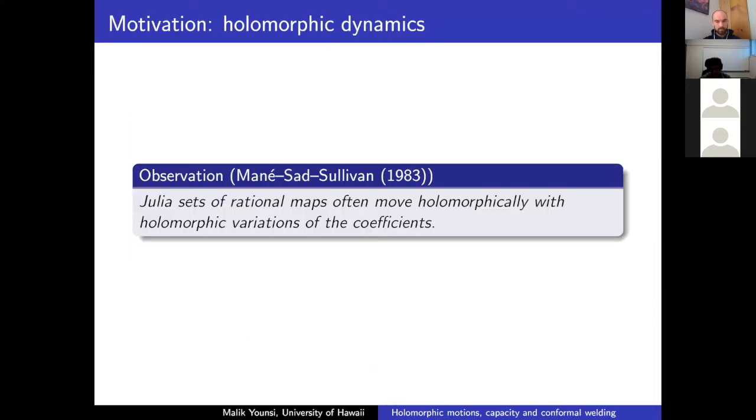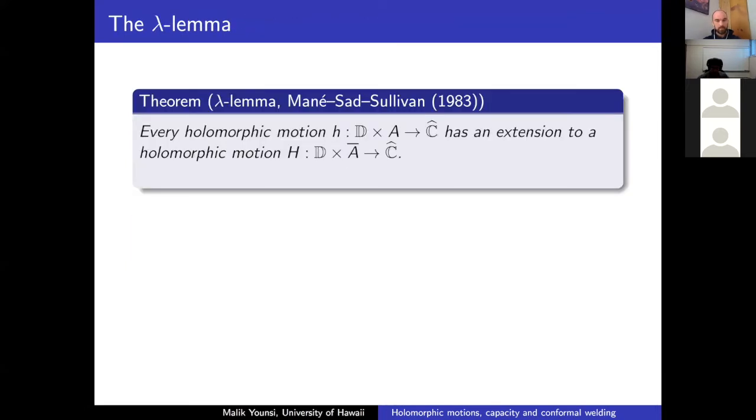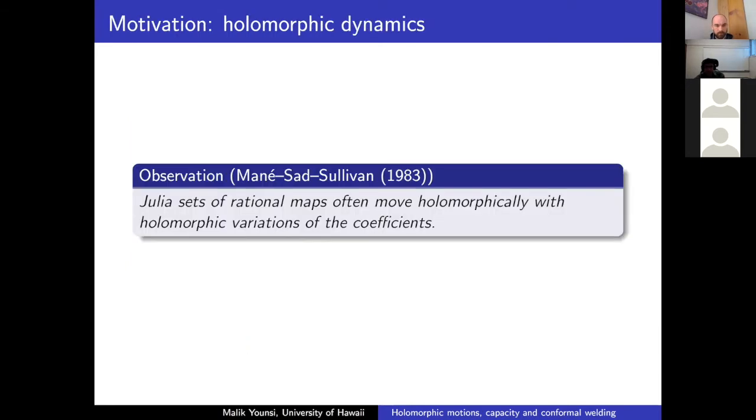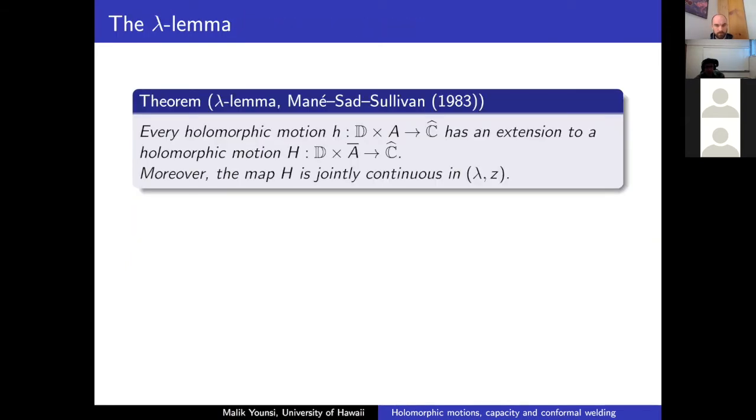But Mañé, Sad, and Sullivan surprisingly proved that if you have a holomorphic motion of a set, then you can always extend it to a holomorphic motion of the closure of the set. And moreover, the extension is jointly continuous in the two variables lambda, z, which is really not obvious from the definition, that you should expect some joint continuity for the holomorphic motion.